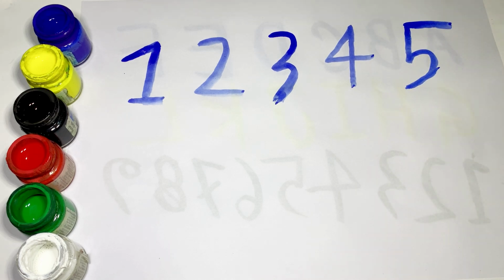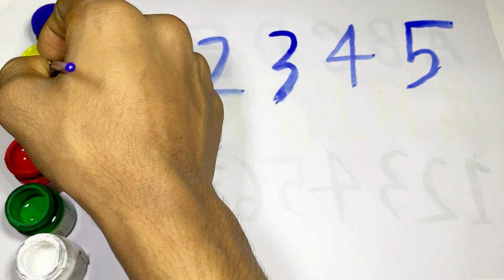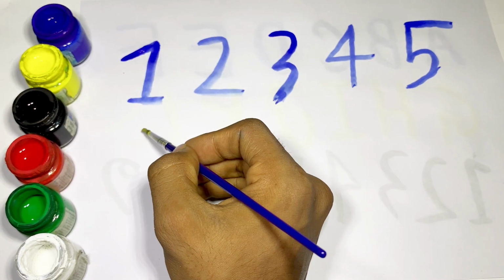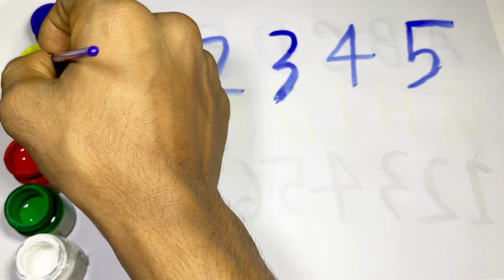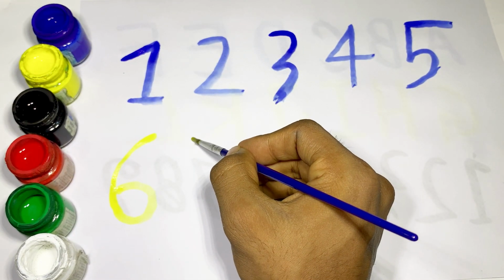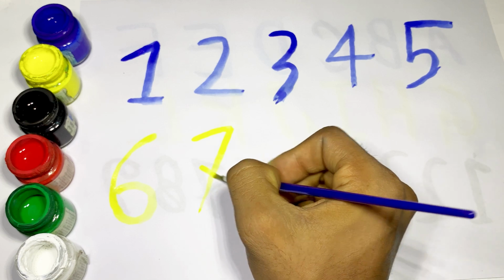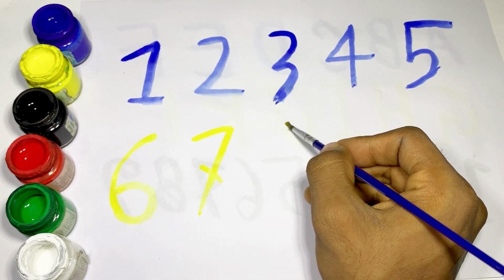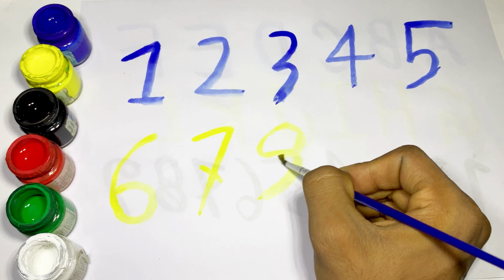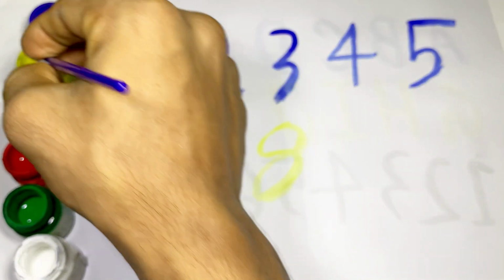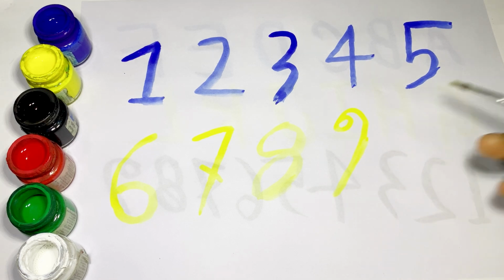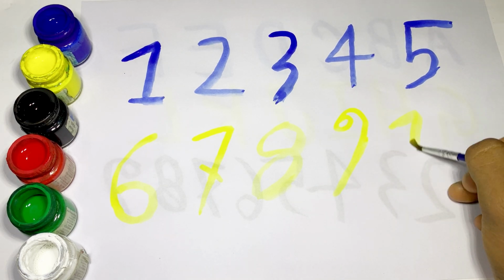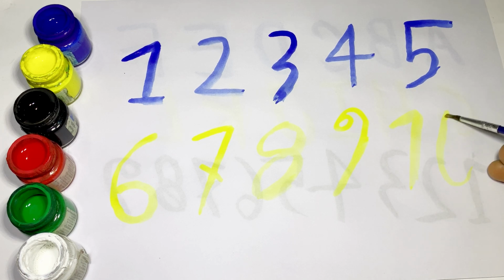Next 6. The color for 6 is yellow color. Yellow color. S I X, 6. Again use yellow color and draw 7. S E V E N, 7. 8. E I G H T, 8. Again use yellow color and draw 9. N I N E, 9. 10. T E N, 10.